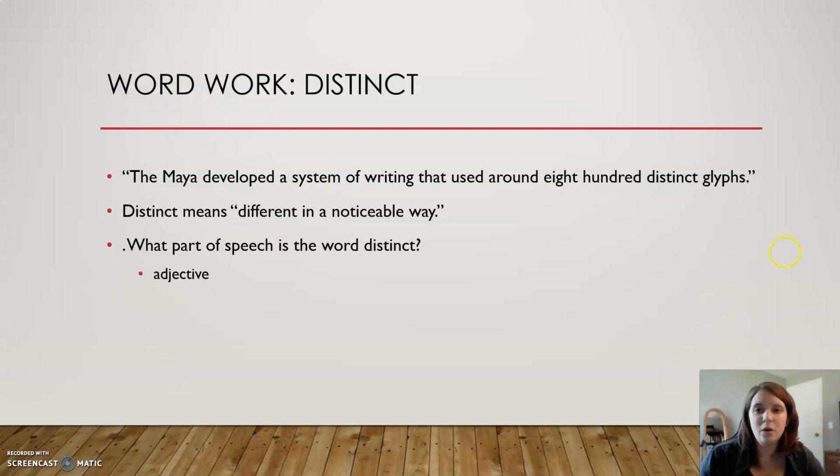Okay, now we're into our word work for today. Our word work for today is distinct. The Maya developed a system of writing that used around 800 distinct glyphs. Distinct means different in a noticeable way, and it is an adjective. So what that means is there's different ways of looking at something. It's very specific.